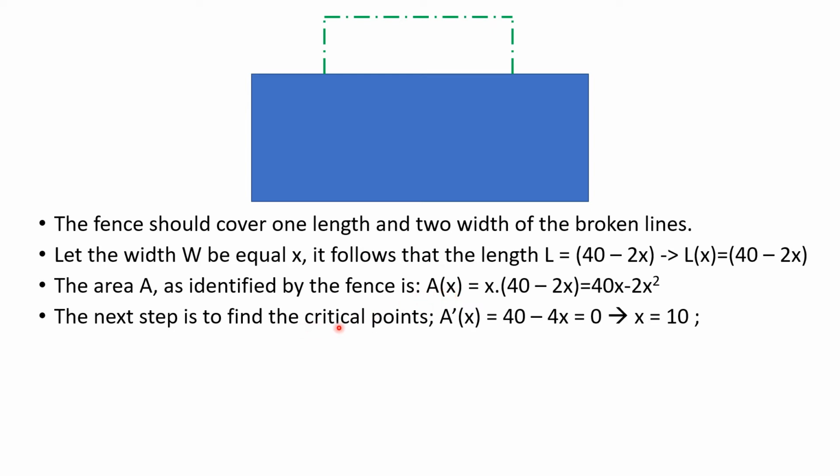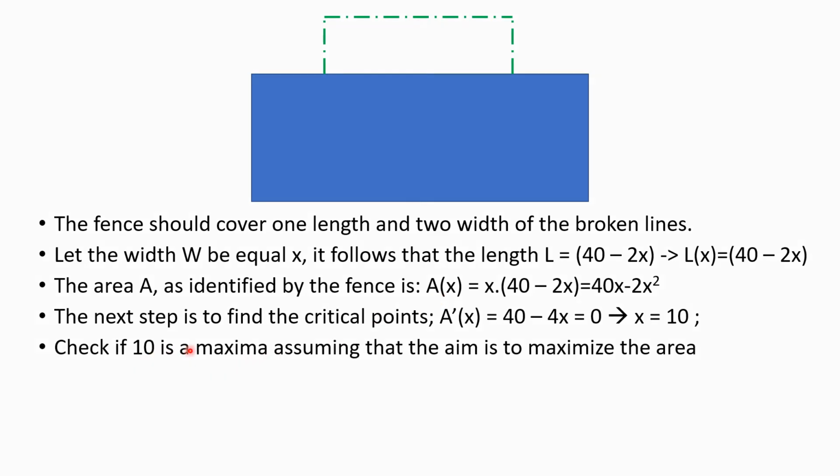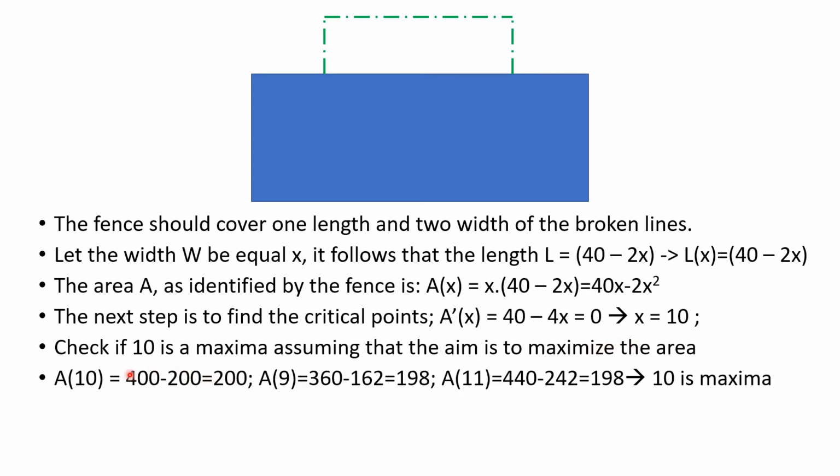Now, the next step is to figure out the area when X is equal to 10. Check if 10 is a maxima, assuming that the aim is to maximize the area. So A of 10 will be equal to 40 times 10, that's 400, minus 2 times 10 squared, that means 2 times 100, which is 200. So 400 minus 200 equals 200. So the area is going to be 200 if we took X equal to 10.